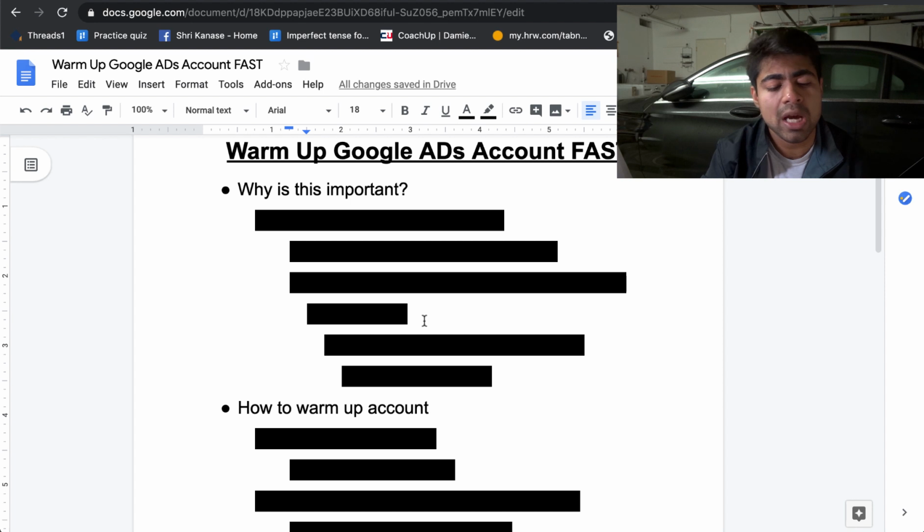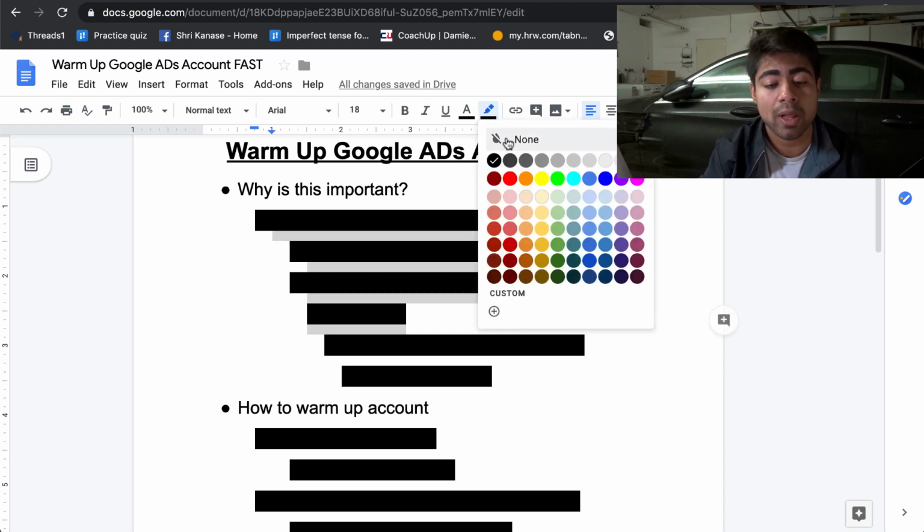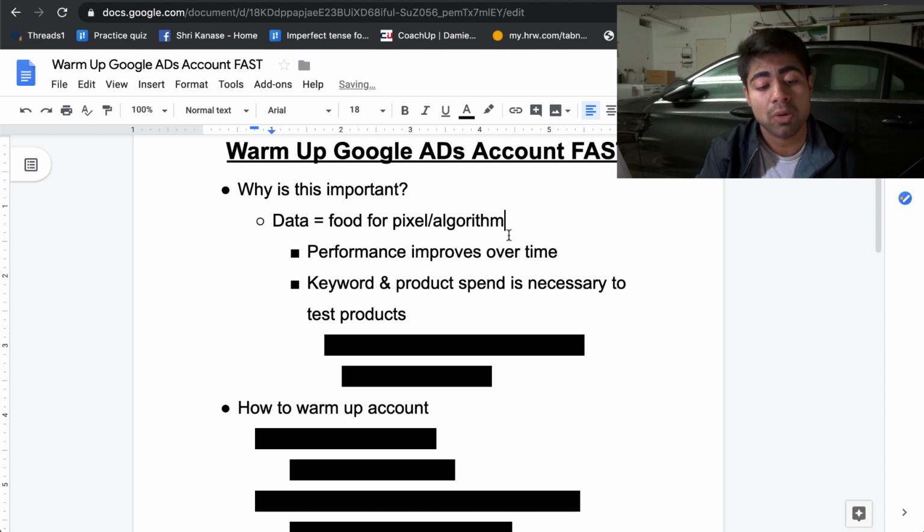Why do we need to focus on warming up our account so much, and why do I keep repeating this? Well, there are a few things. The first thing you need to understand is that data for your Google Ads account is basically food for the pixel and algorithm. It's just like when you eat food, you're trying to put your energy level back up and feel much better, because the food lets you make better decisions within your day. It lets you do your daily activities. It's the exact same for your Google Ads account.